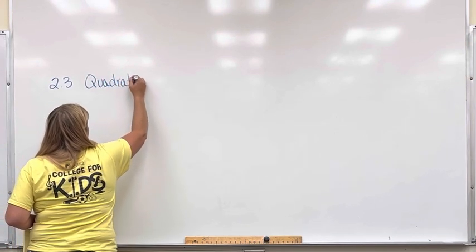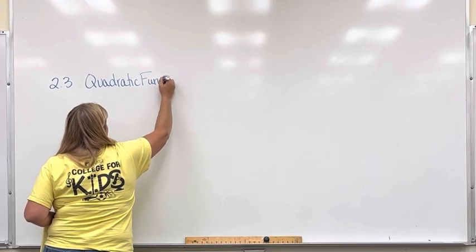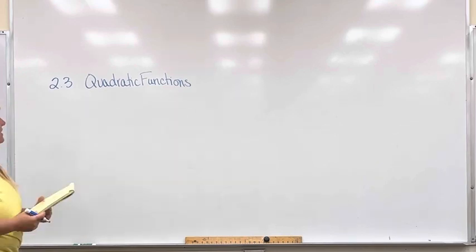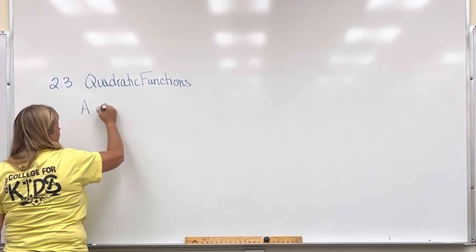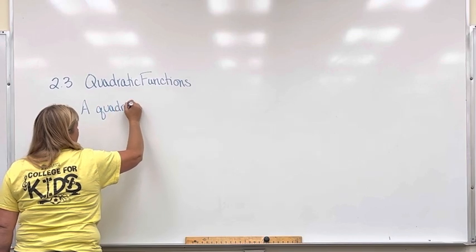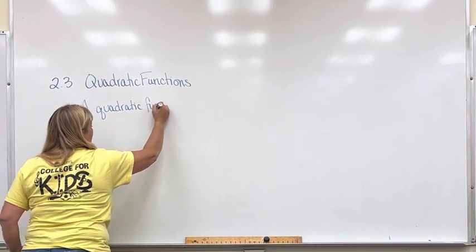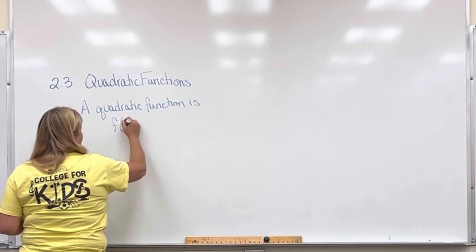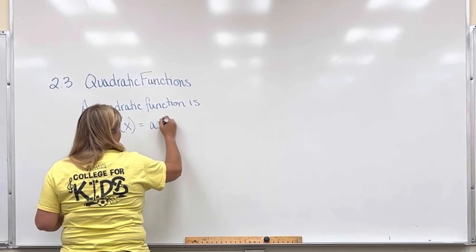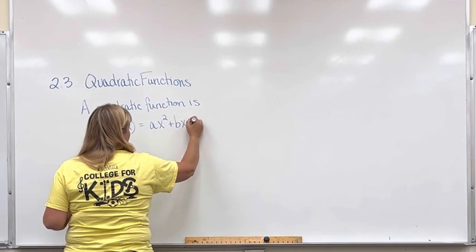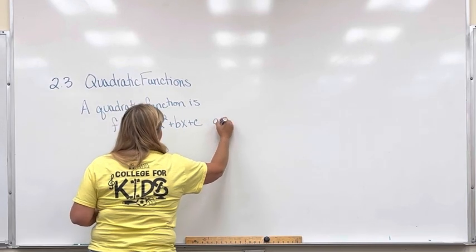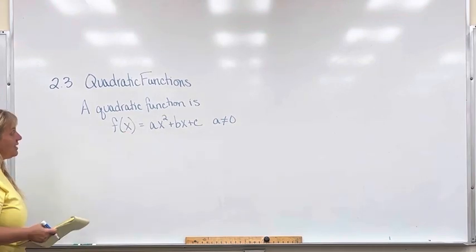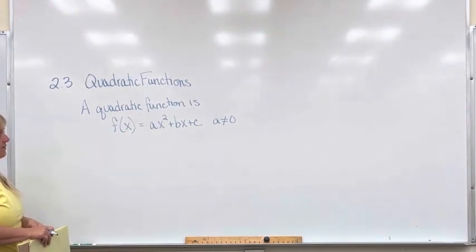Okay, so 2.3 is quadratic functions. Okay, quadratic functions. And a quadratic function has the form f of x equals ax squared plus bx plus c, where a is not equal to zero. So it needs to have that first term, that ax squared is what gives us the quadratic function.